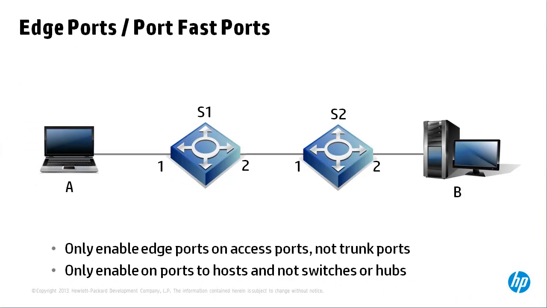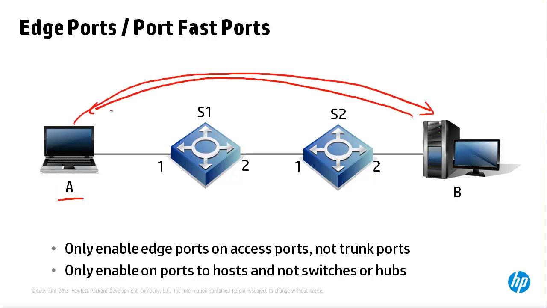Various enhancements have been made to spanning tree to reduce the time of convergence in a switched environment. A standard port may take 30 seconds to converge, and that's not acceptable in many cases in modern day networks. A PC booting up may need to connect to a DHCP server and receive an IP address from that DHCP server. However, when the PC connects to this port on switch 1, it could take 30 seconds for spanning tree to start forwarding on that port.